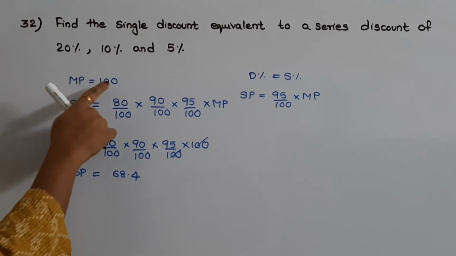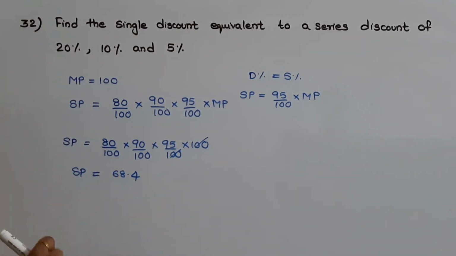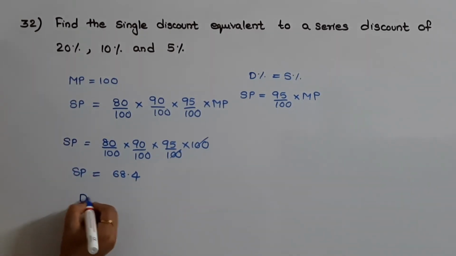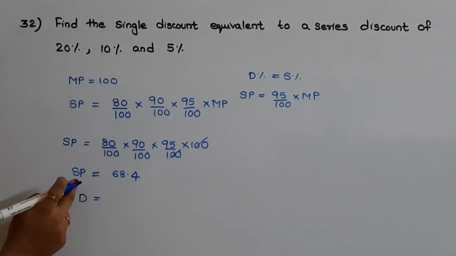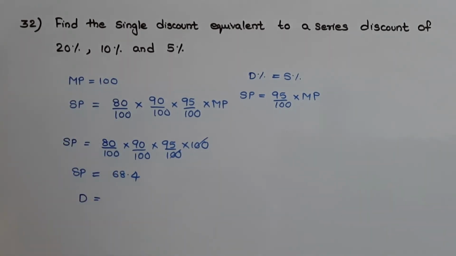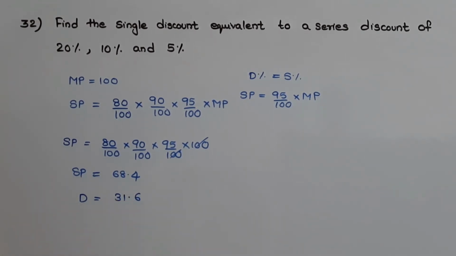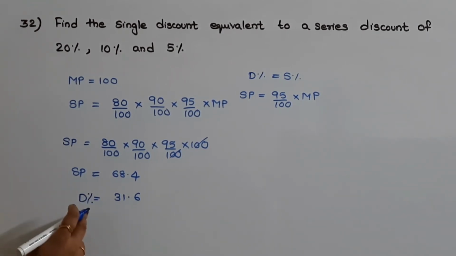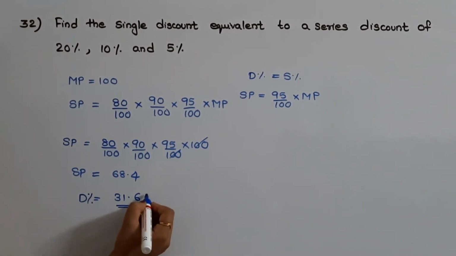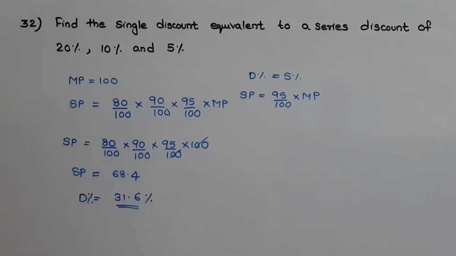So if mark price is 100 and selling price is 68.4, then discount will be equal to mark price minus selling price, that is 100 minus 68.4. That will be equal to 31.6. Okay. So when the mark price is 100, discount will be equal to discount percentage. Okay. So the single equivalent discount will be equal to 31.6%. So this is the answer.